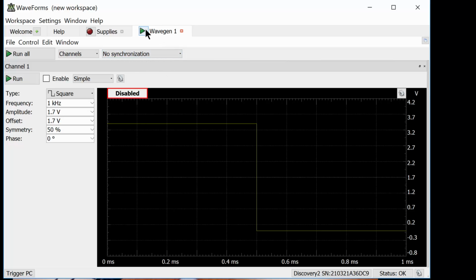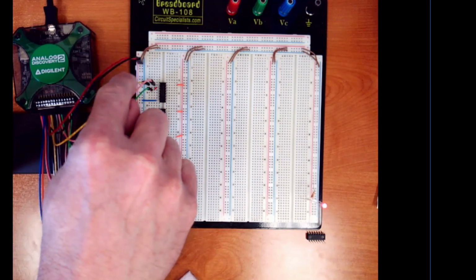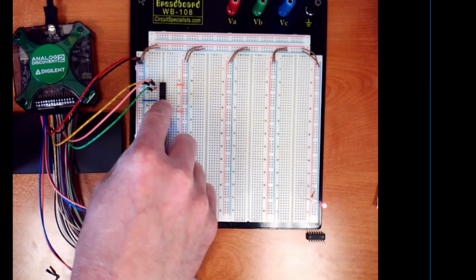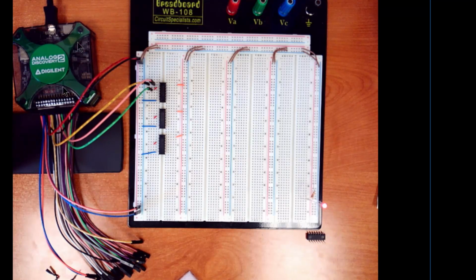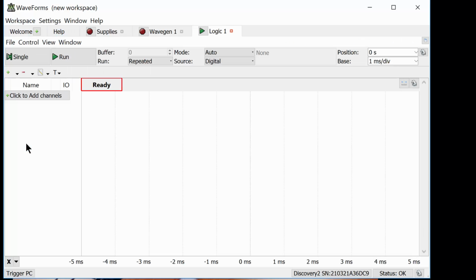Okay, so I go ahead and run the waveform generator, and now I'm driving an input signal into pin 1 of the inverter, so I can actually look and see if this is working. The way I'm going to look is with the logic analyzer tool. So let's go back to the welcome, and let's go to logic, and I'm going to add the input and the output as logic channels, and remember that I have channel 0 on the input and channel 1 on the output.